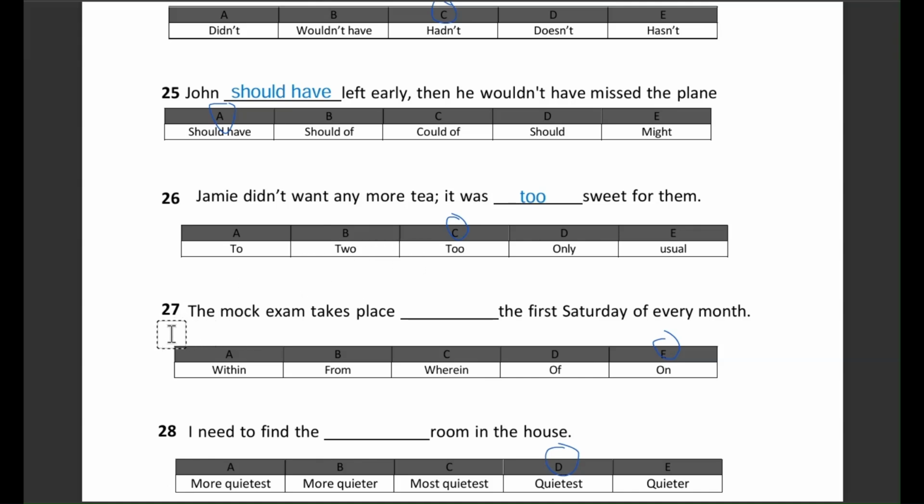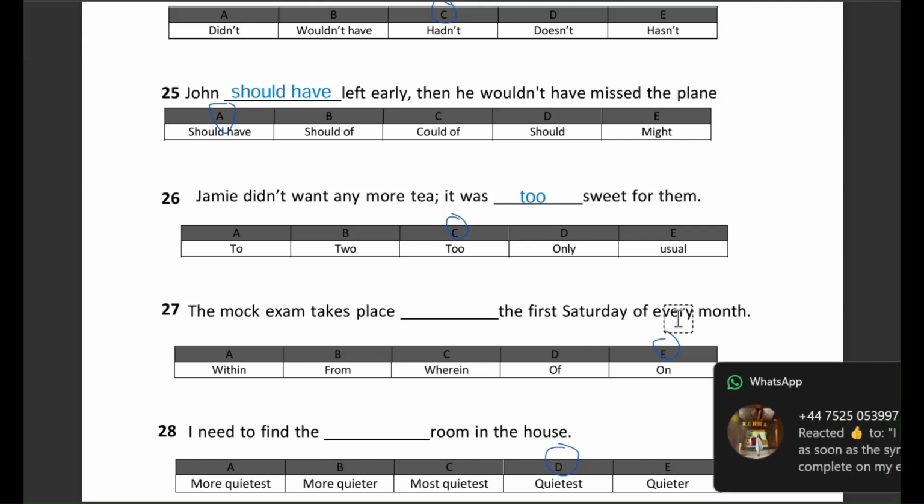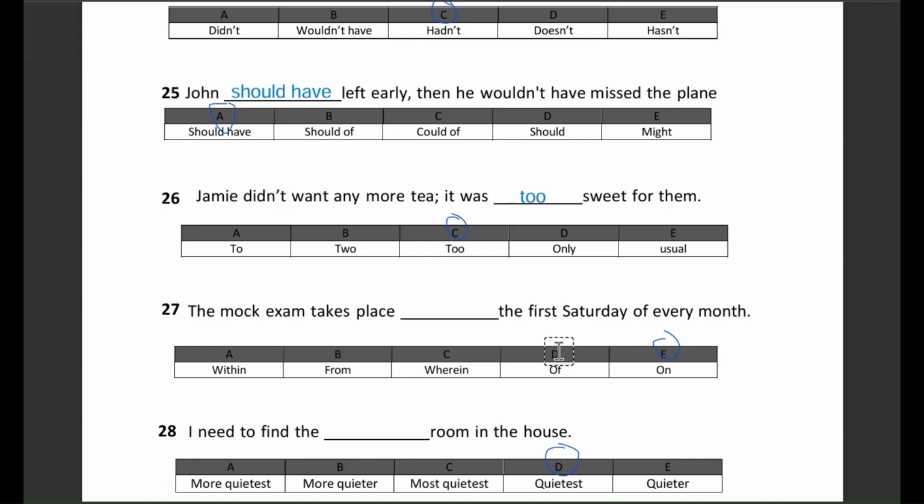Okay, question 27. The sentence is, "The mock exam takes place blank the first Saturday of every month." Our choices are A, within, B, from, C, wherein, D, of, and E, on. The correct answer is E, on. We say things happen on a specific day, like on Monday, or on the first Saturday of the month.